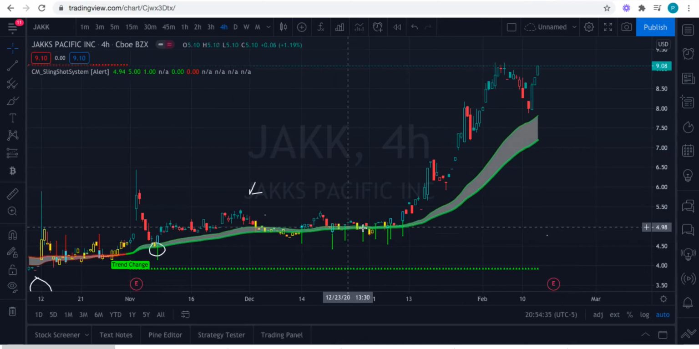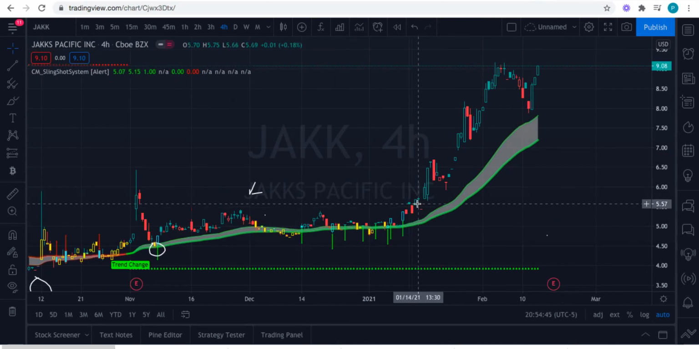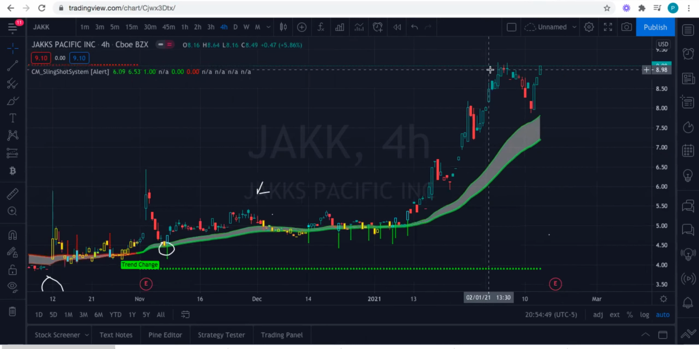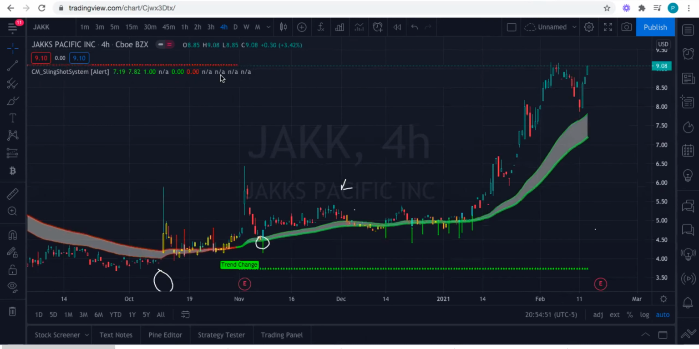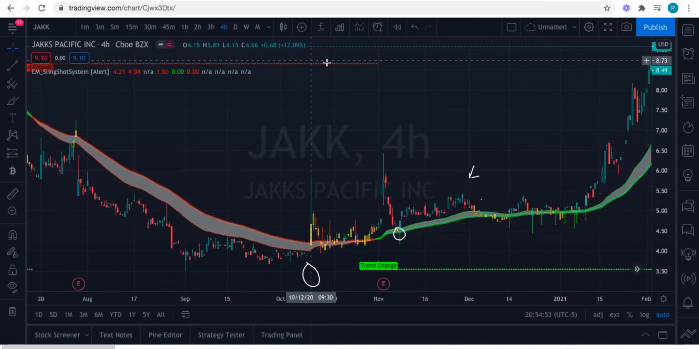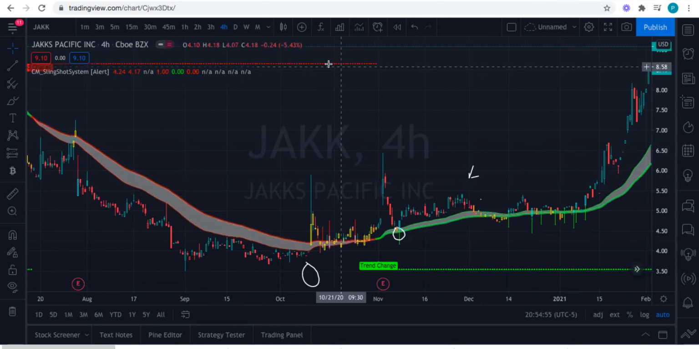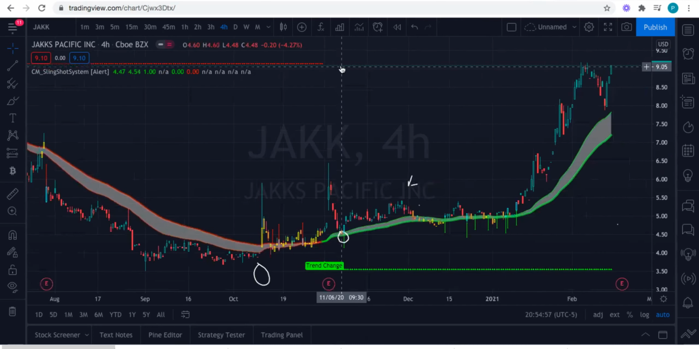So I waited for the last one to hit. And then as soon as it started to take off, I entered right here. So now you see it actually goes all the way up to here. This dotted red line up here, you see it? That is the ultimate resistance level.